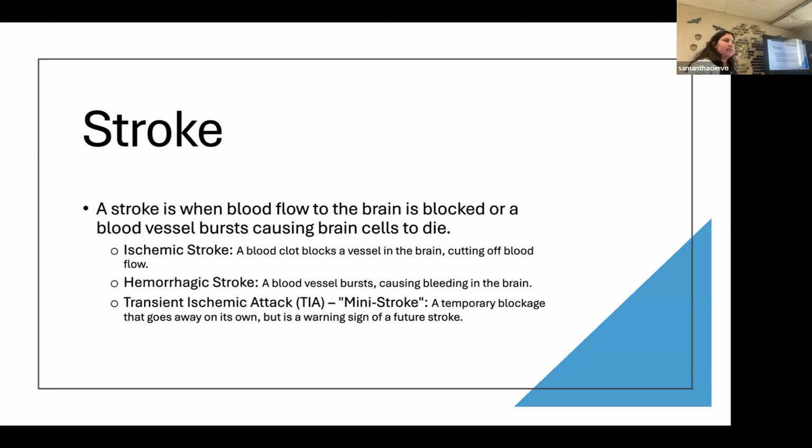Any questions? How do you know if you had a mini stroke? There are some tests that doctors can do, but you'll need to have tests done.